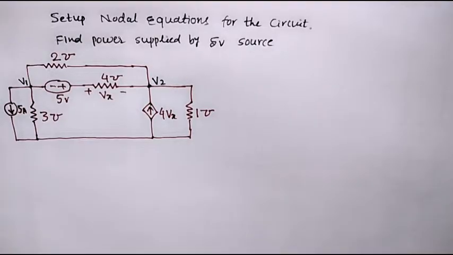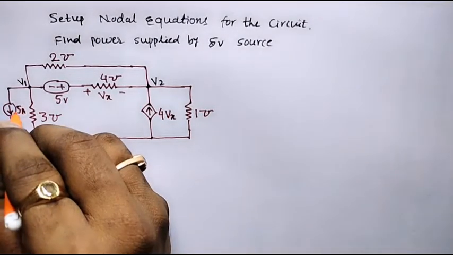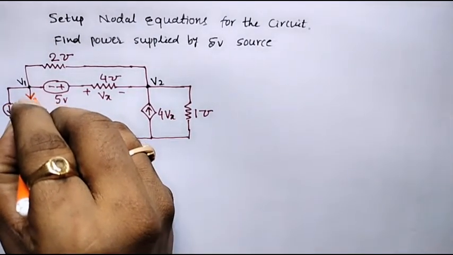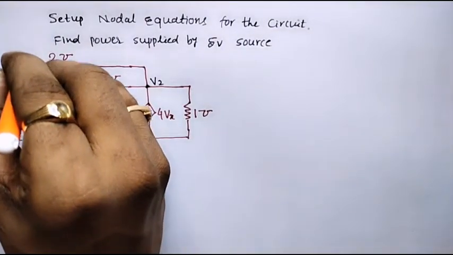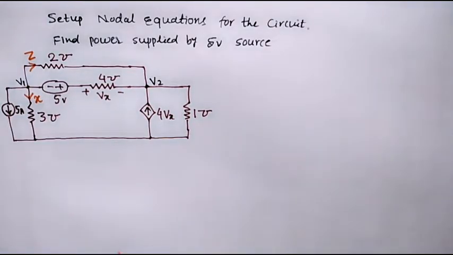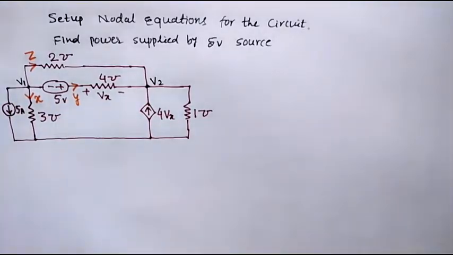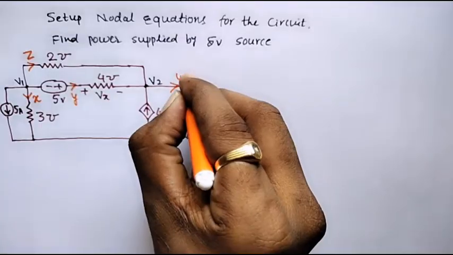So in node analysis, first we calculate node voltages, that is V1 and V2, by applying KCL to each node. Now let's mark all the branch currents. In this branch there is a 5 ohm current source, no need to mark here. Assume that current through this branch is X. We'll assume that current through this branch is Z. We'll assume that current through this branch is Y, and current through this branch is W.